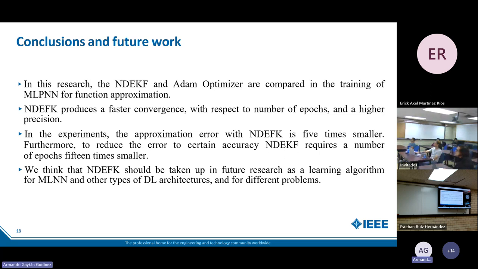We think that no decoupled standard Kalman filter should be taken up in future research as a learning algorithm for multi-layer neural networks and other types of deep learning architectures for different problems.